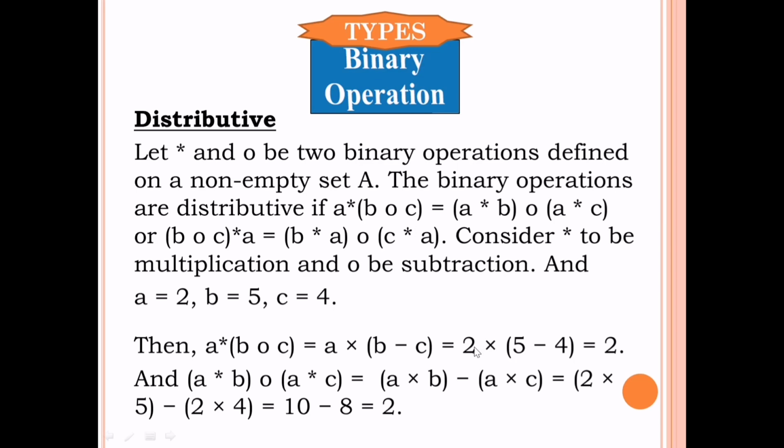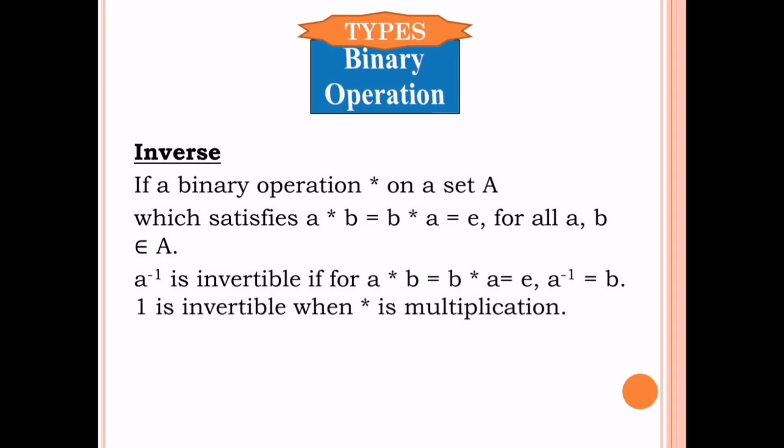So substitute everything. 2 times (5 minus 4). 5 minus 4 is 1, times 2 is 2. We have 2. Here we have a times b minus a times c. So 2 times 5 minus 2 times 4. We have 10 minus 8 equals 2. They have the same answer. Meaning, this binary operation under multiplication and ∘ under subtraction is what we call the distributive property. Okay, so let us now proceed.